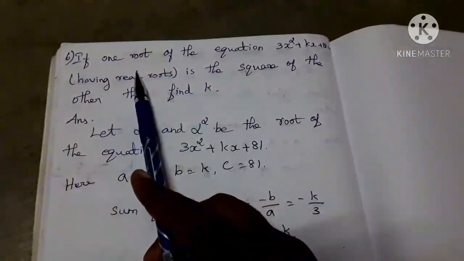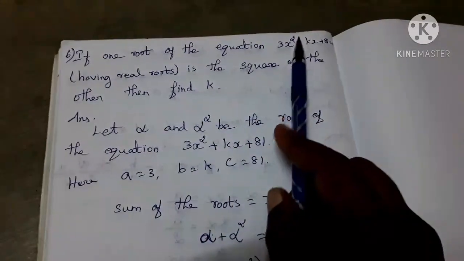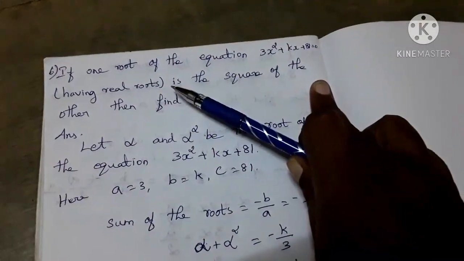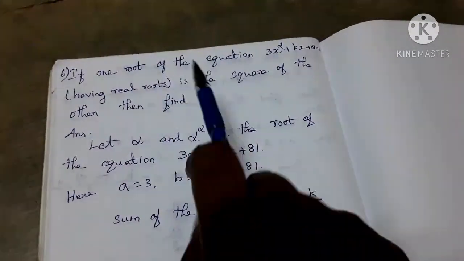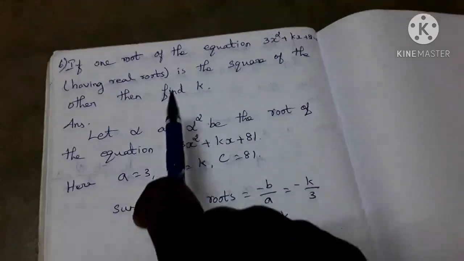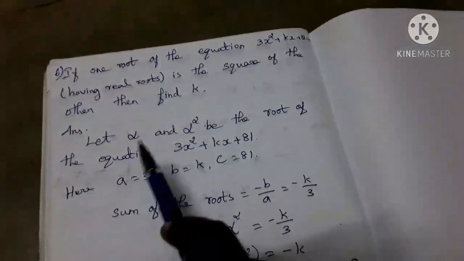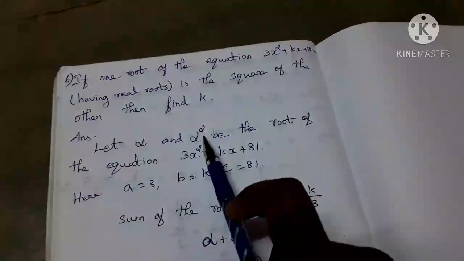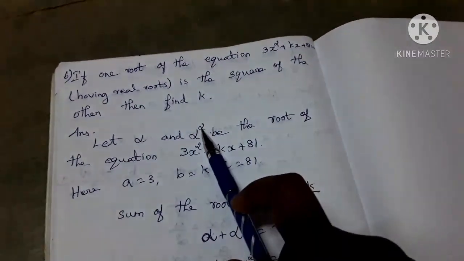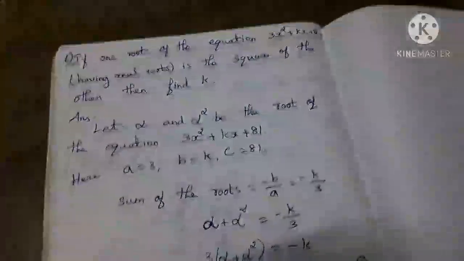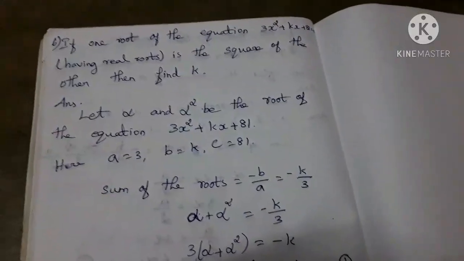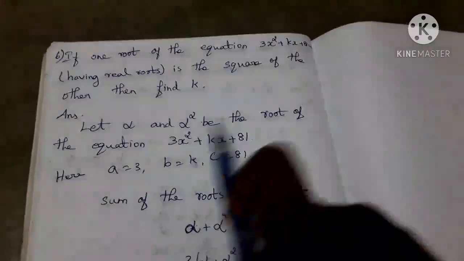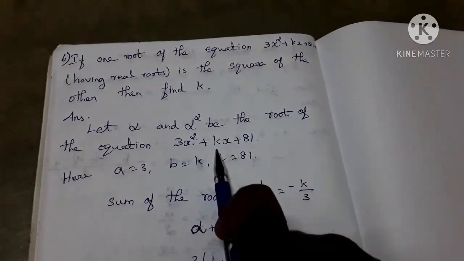Sixth one. If one root of the equation 3x squared plus kx plus 81 is equal to 0, having real roots, is the square of the other, then find k. So one root is alpha, the other is the square of it. So the other root is alpha square. Square means we multiply by the same term, alpha into alpha is alpha square. So alpha and alpha square be the roots of the equation. Find the value of k.